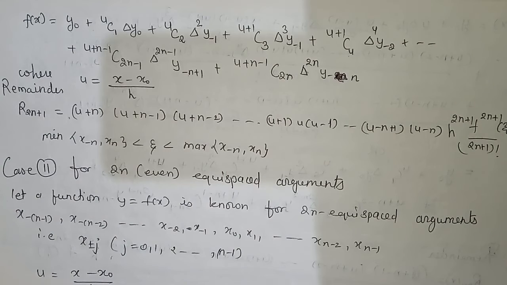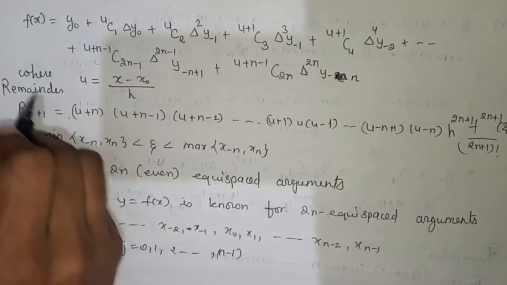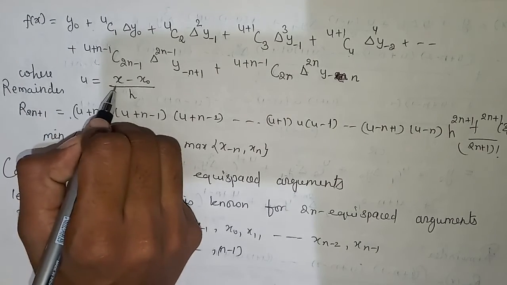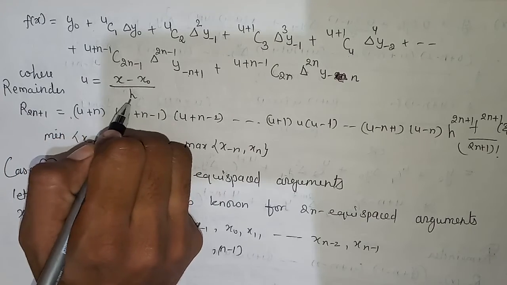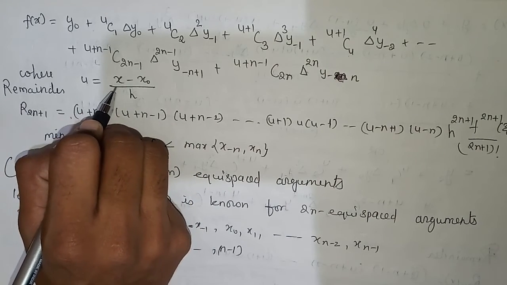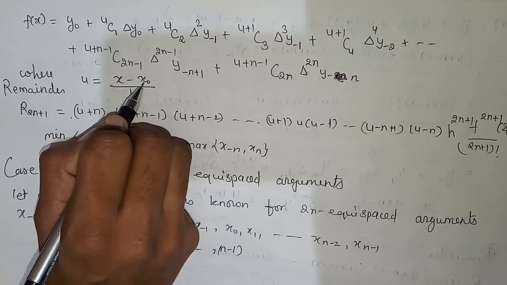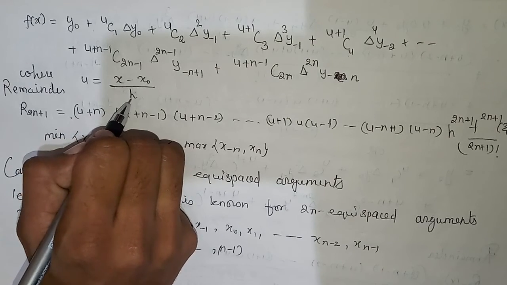So you can remember any of the two formulas, whichever you feel easy. Now what is u? Here u is nothing but, as we have studied earlier, u is equal to x minus x naught divided by h. x is the value which is asked in the question, x naught is the x naught value, and h is the class length.